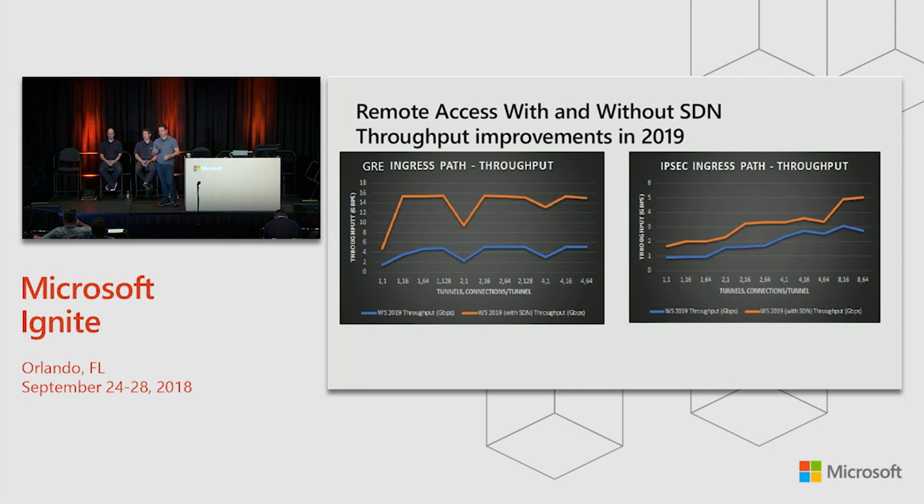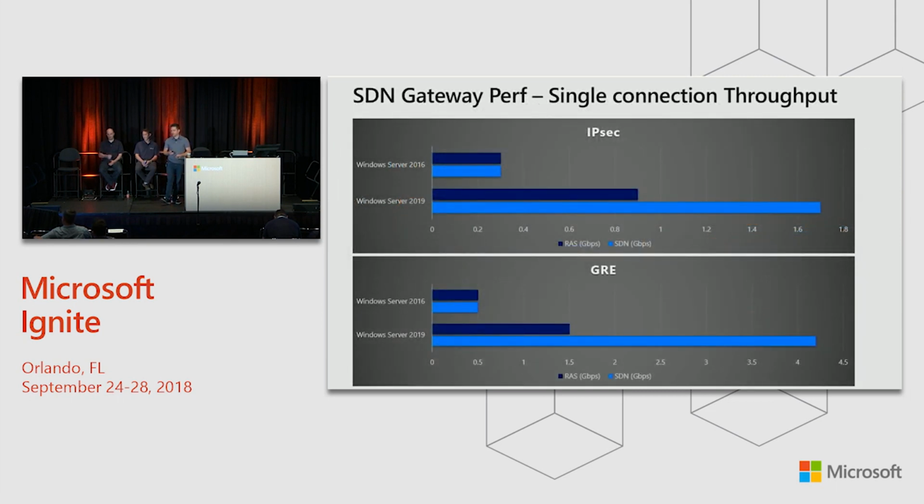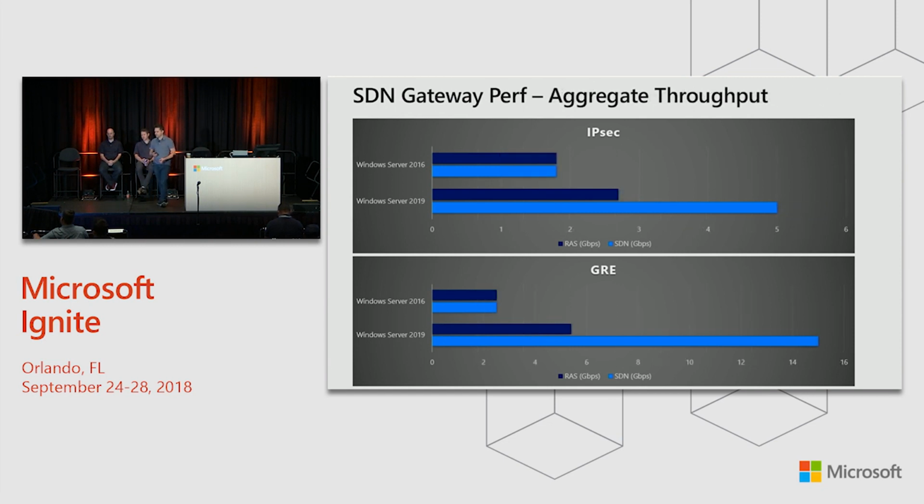You don't see quite the same level of improvement when you're running remote access standalone, but here's a comparison of a single connection. IPsec on top, Server 2016 are the 2 short bars on top. Server 2019, the dark blue bars, when you're running remote access just standalone as your gateway endpoint. For a single connection, you're getting almost 1 gigabit per second. When you're running it with SDN, you're getting almost 2 gigabits. GRE tunneling, we've made similar performance improvements.